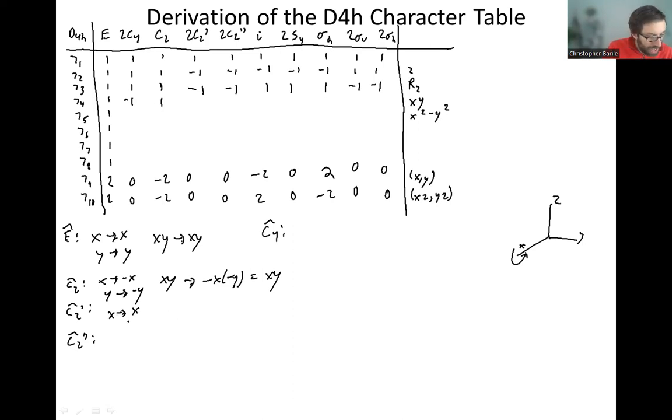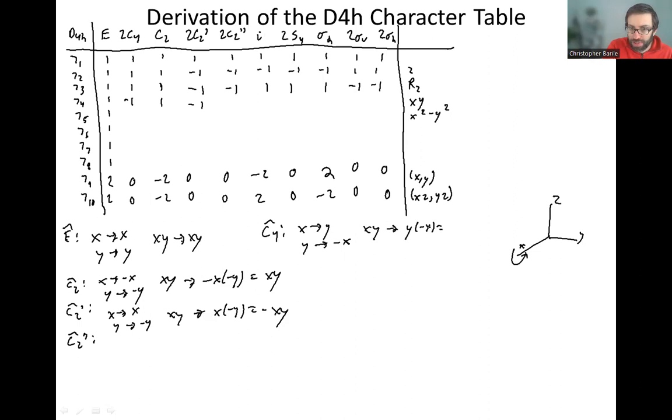So C2 prime, x went to x, and y goes to -y. So xy, because it's spinning y to -y, you have a vector there, it's going to go to the negative self, goes to x times -y, which equals -xy. So xy is going to -xy, which is equal to -1. C4, let's go with that. X goes to y, remember on this one, and y goes to -x. And so xy goes to y times -x, which is equal to -xy. So we got a -1 there.